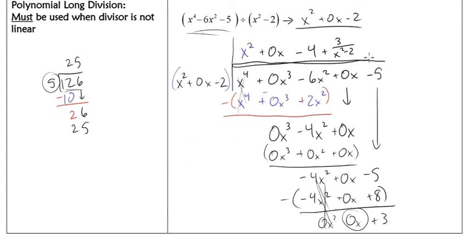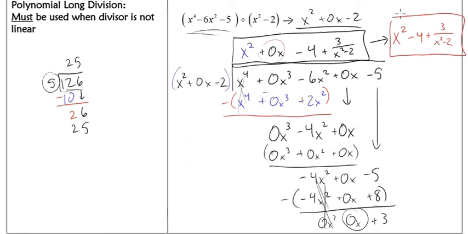Here's our result. Here's our quotient. All right. Hope that makes sense. And actually, let me write that out simplified. Now that we're done, we've got our quotient. We don't need this term any longer, so we end up with x squared minus 4 plus 3 over x squared minus 2. There you go. Hope that helped.